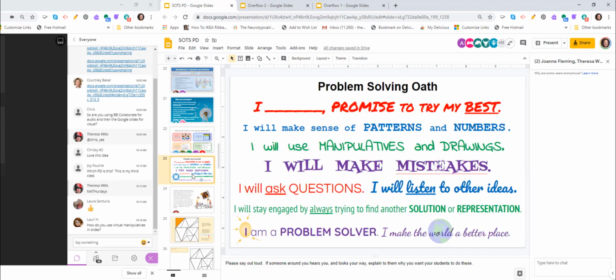And on slide 23, if you would take a minute and read this problem-solving oath. If you agree with it, type your name in the chat box as your way of pledging your oath to this.